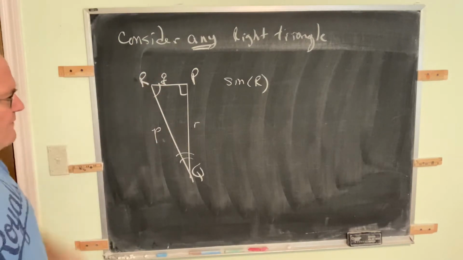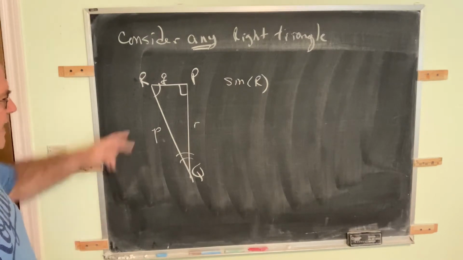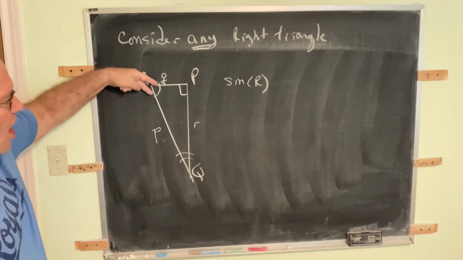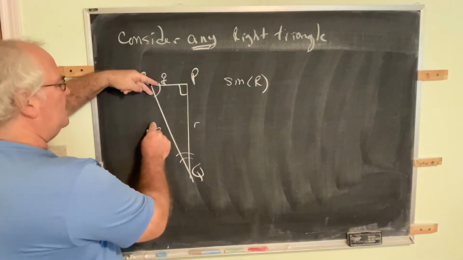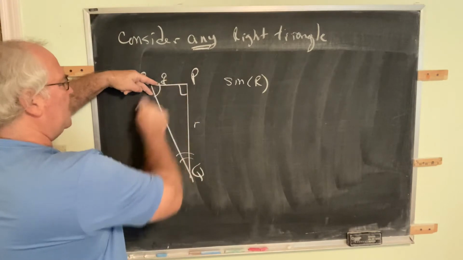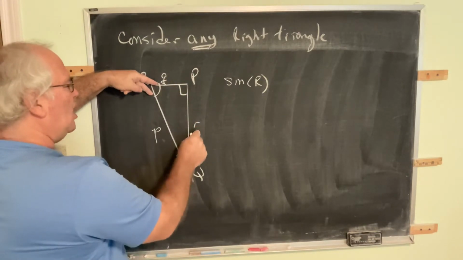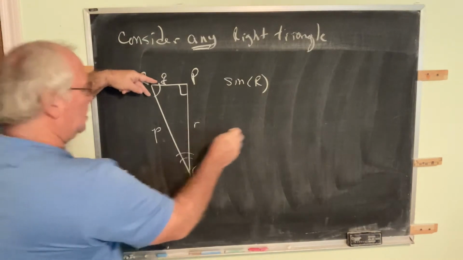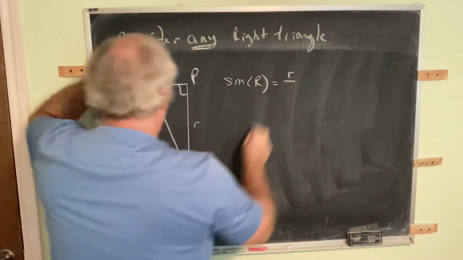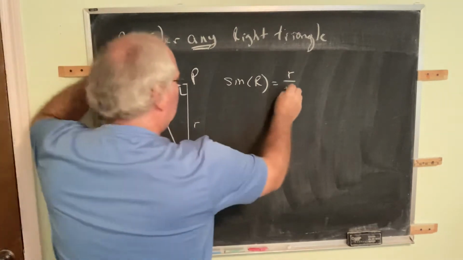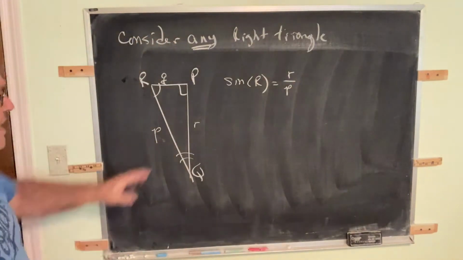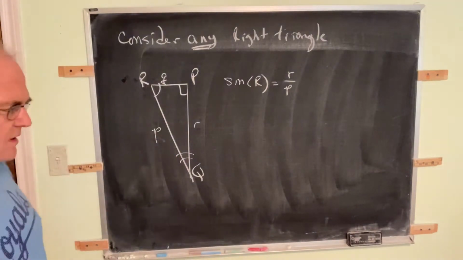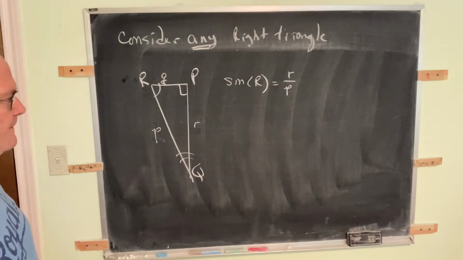What is sine of r? From the perspective of this angle r, this is the hypotenuse, this is the opposite, this is the adjacent. So sine of r is whatever is opposite r, which is lowercase r, over hypotenuse, which is lowercase p. So we know sine of r is lowercase r over p. I've just chosen p, q, and r at random. The letters are irrelevant which ones we pick.